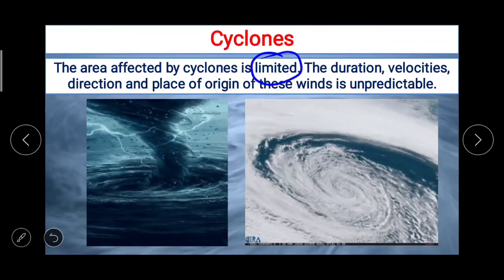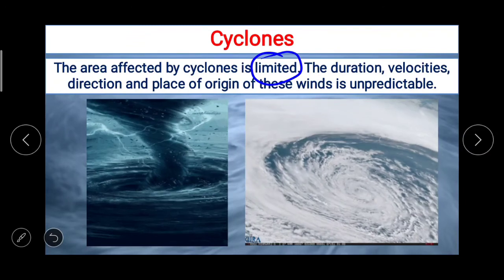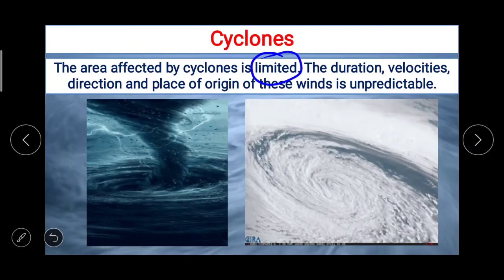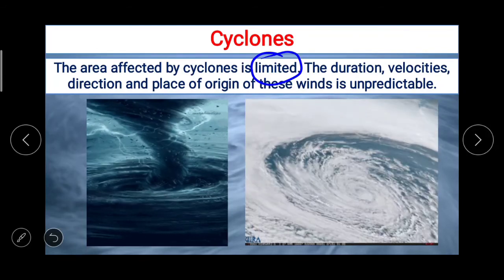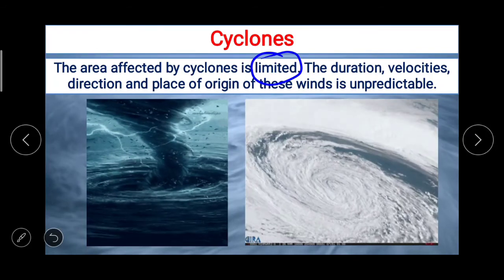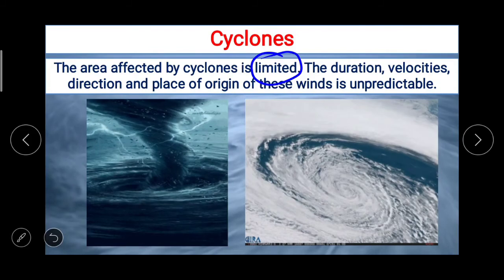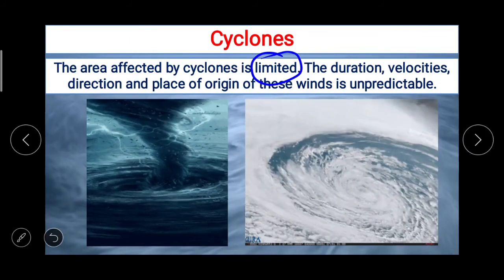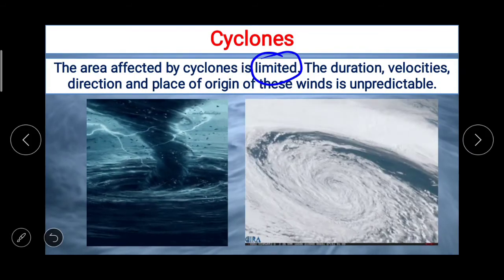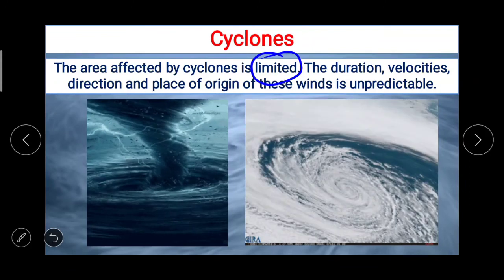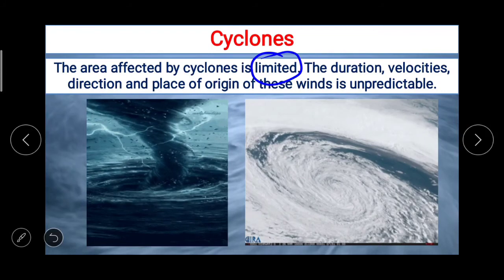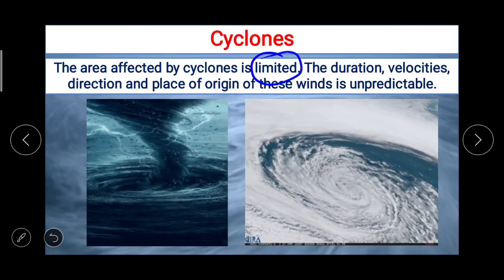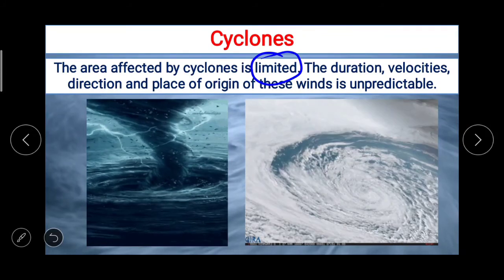velocities, direction and place of origin of these winds is unpredictable. It cannot be predicted how long it will last, what its velocity will be, which direction it will go, and where it forms. So all these things are unpredictable. In the figure or in this GIF you can see cyclone.